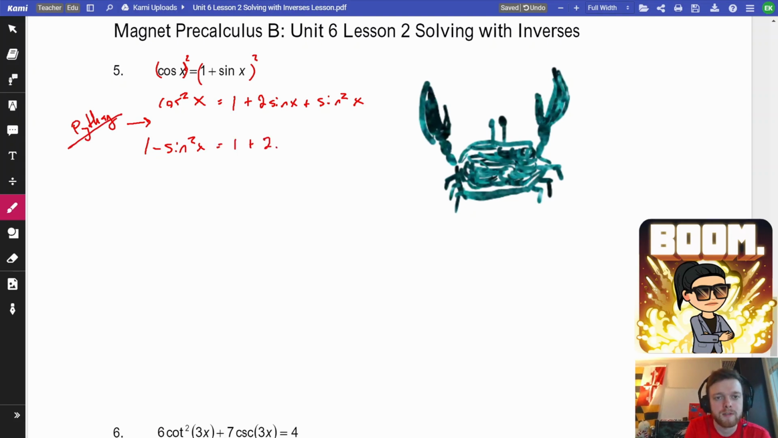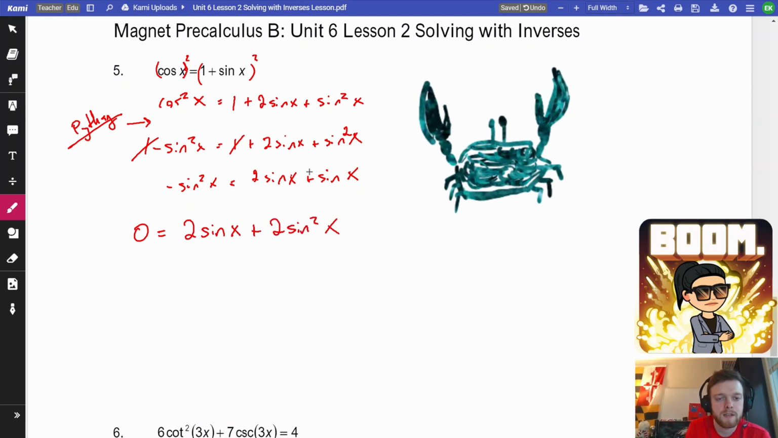Equals 1 plus 2 sine x. Oh, it's going to get a little bit easier. I'm excited. The ones cancel. Negative sine squared x is equal to 2 sine x plus sine squared x. I'm going to add the sine squared x to both sides and get 2 sine x plus 2 sine squared x. There it is. Factor time.